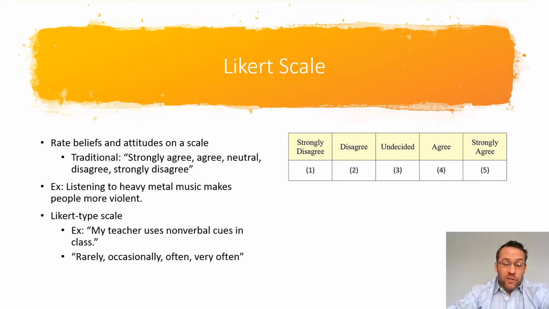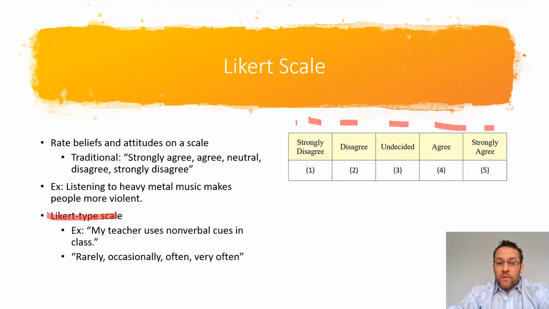Likert scales, you just need to know what a Likert scale is. Likert scales, you've all done these before, right? 1 to 5: strongly disagree, disagree, undecided. You should always have a neutral option. Agree, and then strongly agree. It's called a Likert scale. That's all you need to know. All right, you will do this on your last project here. Okay.